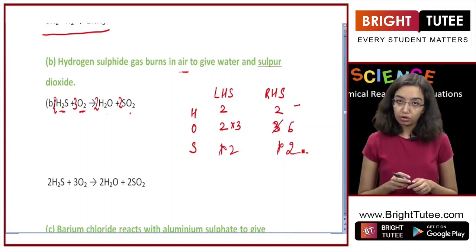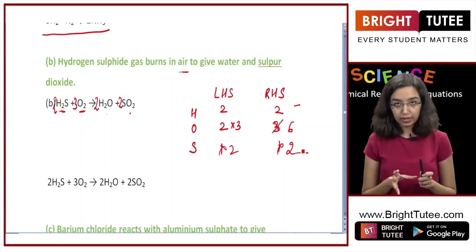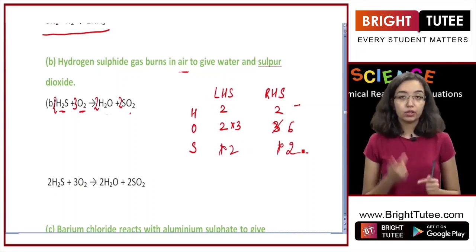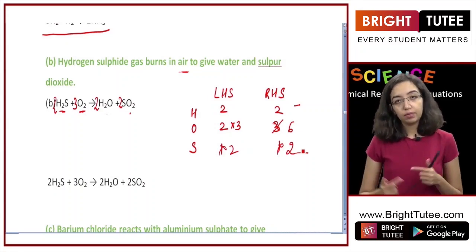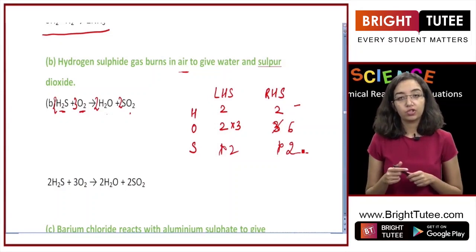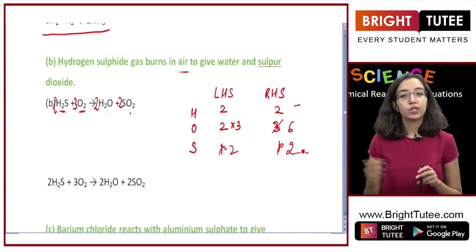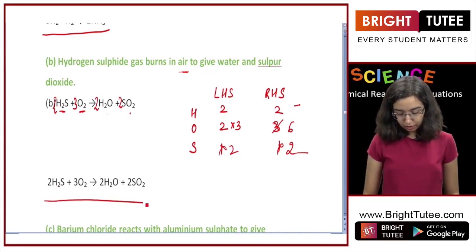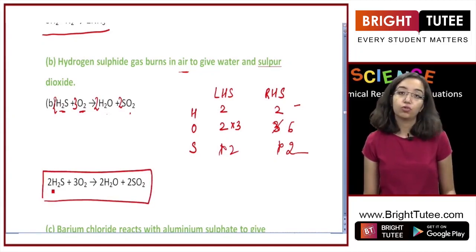I started with oxygen because it had the highest disparity. On shifting the numbers for oxygen, I realized that hydrogen also needs to be changed now. And then while fixing it for hydrogen, I realized that sulfur was balanced on the way, right? And this is our final equation, 2H2 plus 3H2O forms 2H2O plus 2SO2.